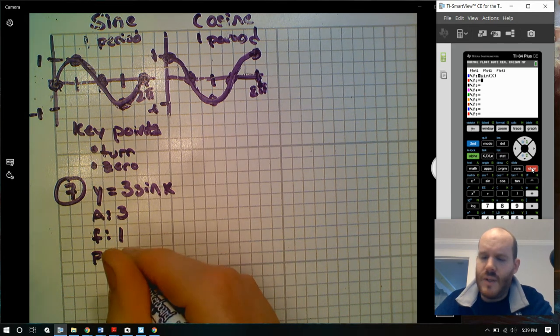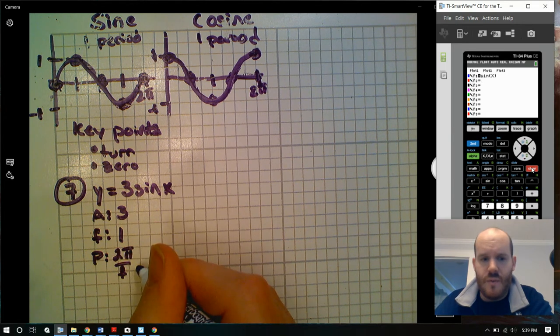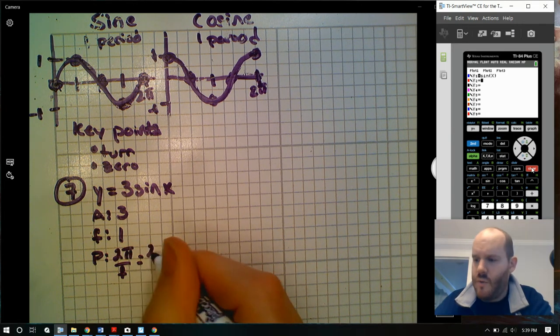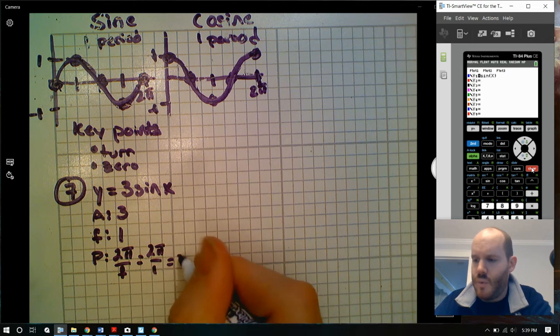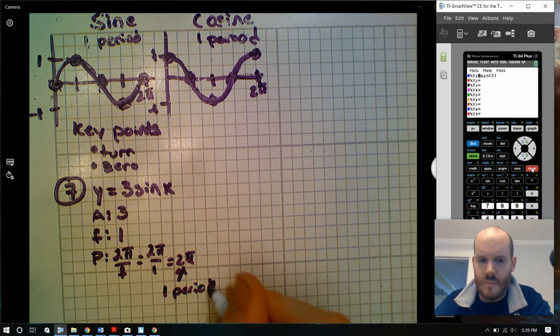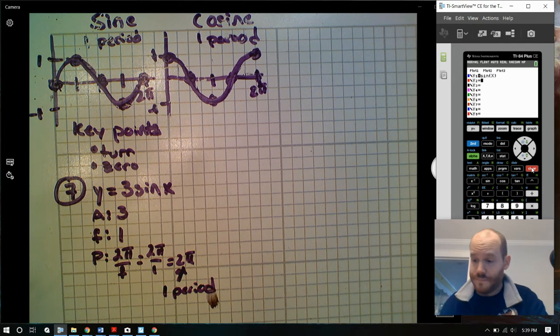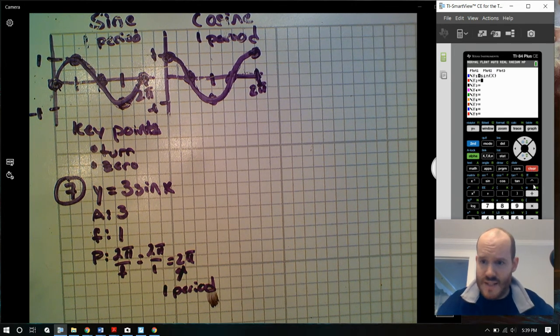The period, we derived a formula for this. It's 2 pi over the frequency. So for this example, that would be 2 pi over 1, or just 2 pi. And this is the length of a single period. So by the time I get to 2 pi, I should have completed one cycle of this trig graph. Okay. Now I'm actually going to graph this in the calculator so I can confirm this.